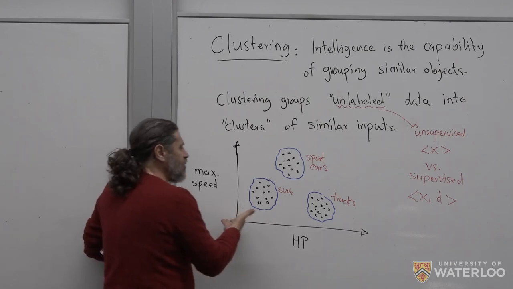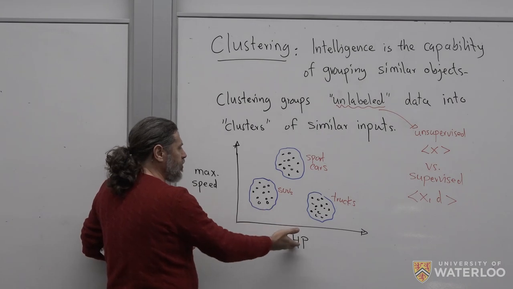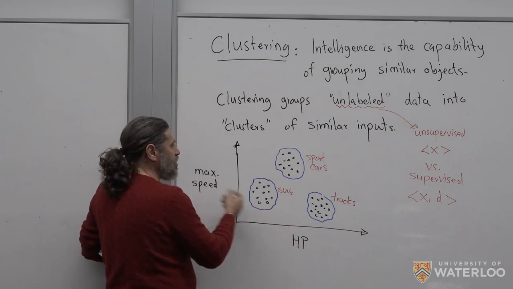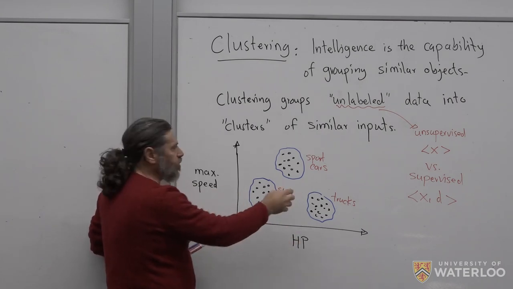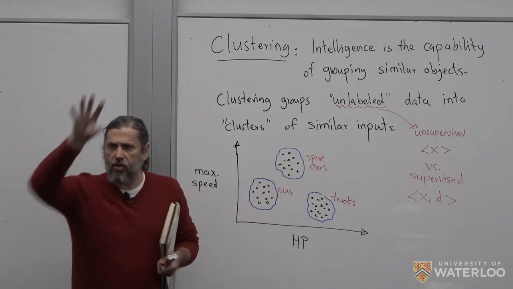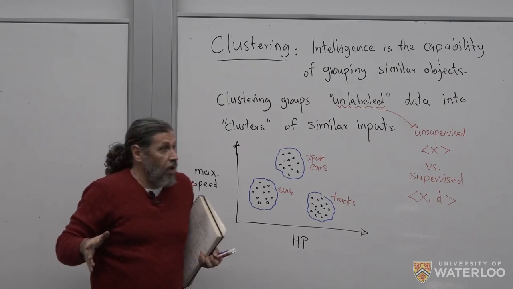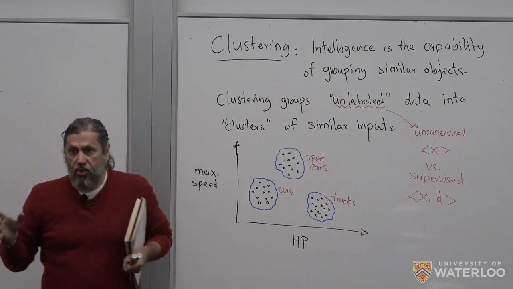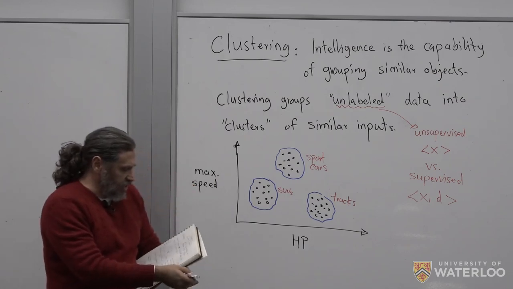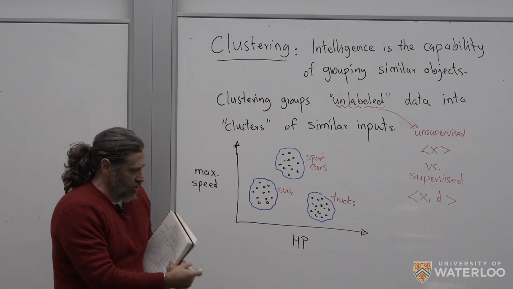So every point is represented in this simplified example with two features, horsepower and maximum speed. And then some clustering algorithm comes and groups the points together and says, this is one group, this is one group, this is one group. I don't know what their names are. I have no idea, but they belong to each other. So that's a certain level of intelligence.